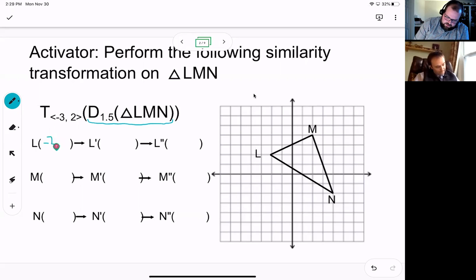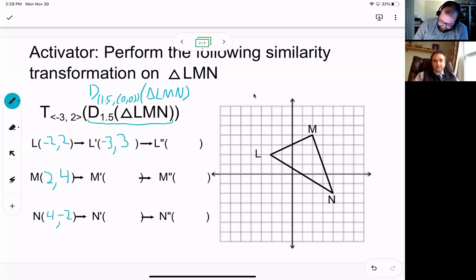Okay, so I see this notation that means a dilation of 1.5 times as large as the original, and we have to include that it's about the origin because not being precise is super annoying. And this is for triangle LMN. So for our first transformation, we're going to multiply all of our coordinates by 1.5 to get to our primes. I did L prime for you.